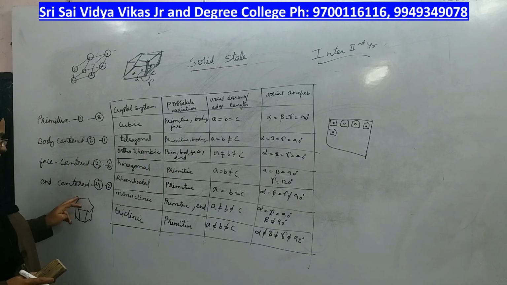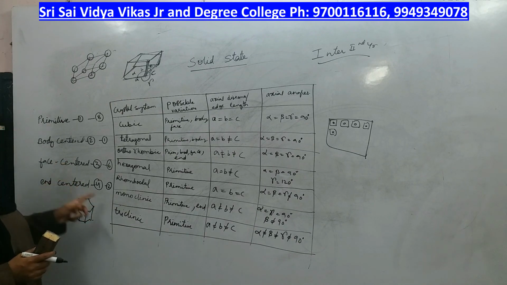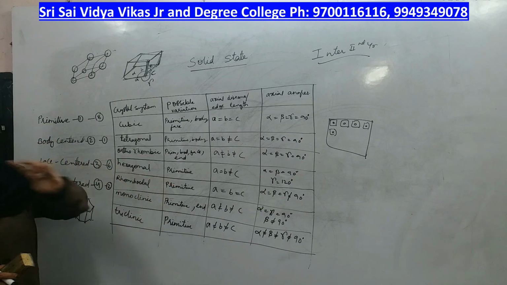Not even 8 corners. Here how many corners can you see? 1, 2, 3, 4, 5, 6, 7, 8, 9, 10, 11, 12. 12 corners having 12 atoms, right. So, hexagonal can have only primitive, nothing else.